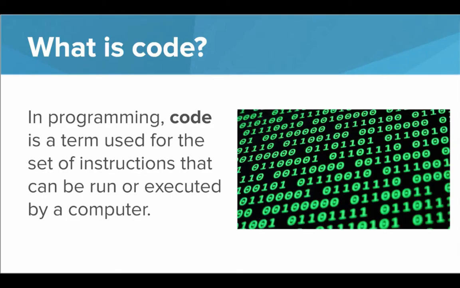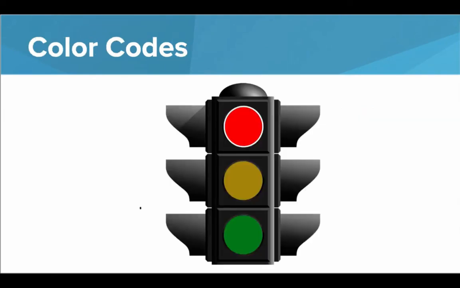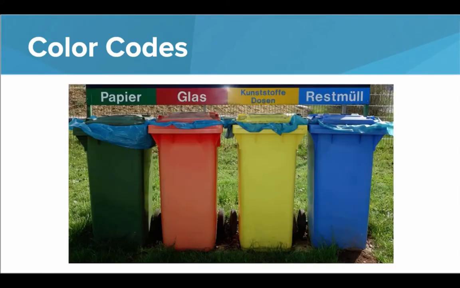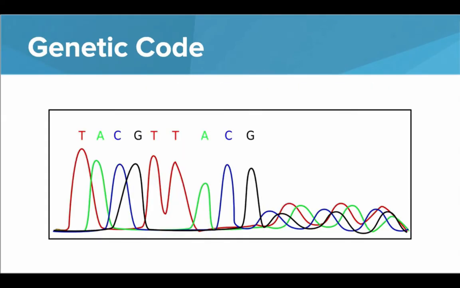Here you'll see binary code, which is what computers understand. Computer-readable code is called a program, but there are also other types of code. Information can be coded using colors, such as in this traffic light, or in these recycling bins. Humans are even made up of code. Our genetic code determines a lot about us, including our features and personality traits.